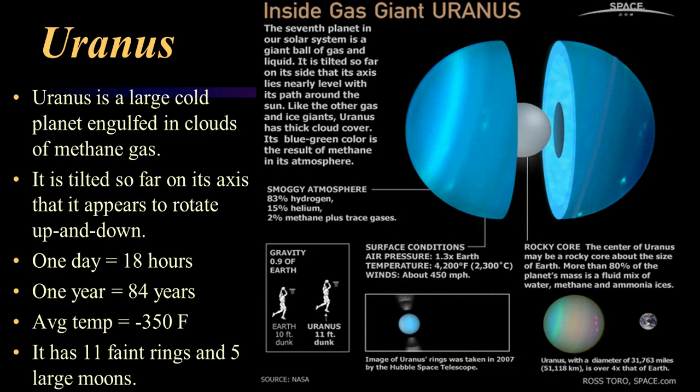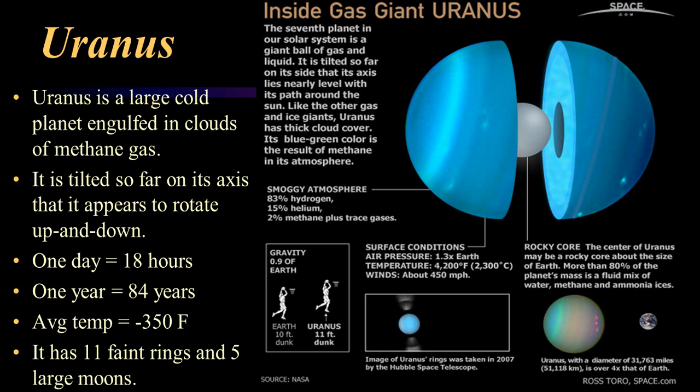It's tilted so far in its axis that it actually rotates up and down instead of side to side. So it's tilted up and rotates sideways. Does that make sense? All right, so one day is 18 hours. It takes 84 years to go around the sun, and the average temperature is negative 350 degrees. It has 11 faint rings that you can see in some photos, but not with just looking at it from the telescope.